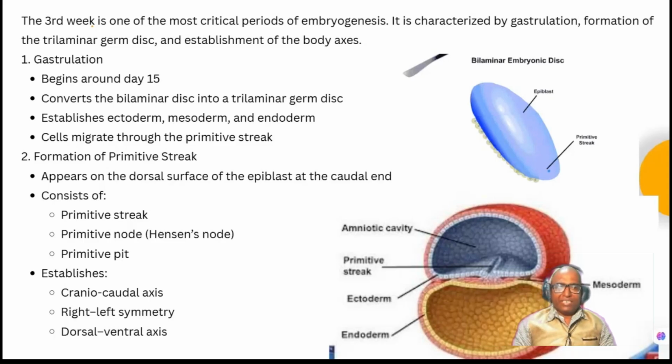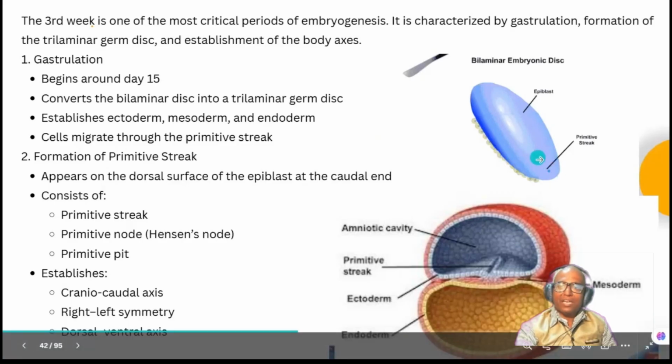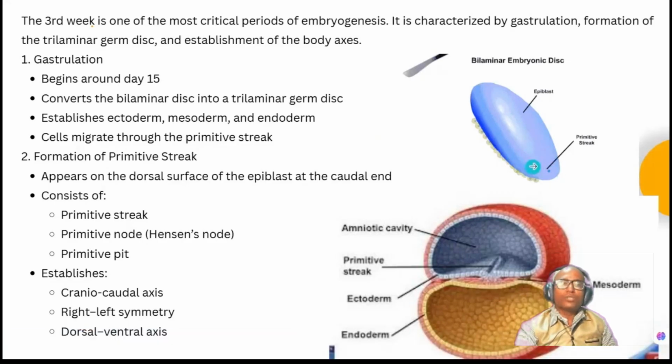So, first event is gastrulation. It begins by around day 15. It converts the bilaminar disc into the trilaminar germ disc. It will establish the ectoderm, mesoderm, and the endoderm. Cells migrate through a structure called the primitive streak. A primitive streak develops in the epiblast, and the migration is always through the primitive streak. The formation of the primitive streak is very, very important, and all cells are migrating through it.